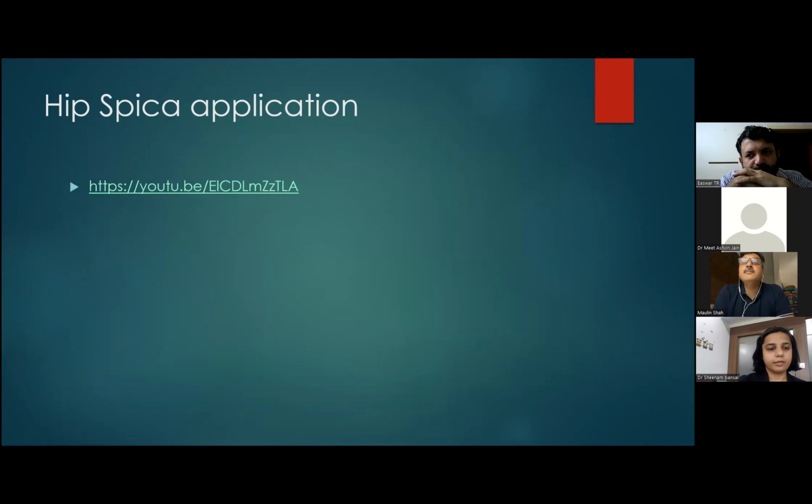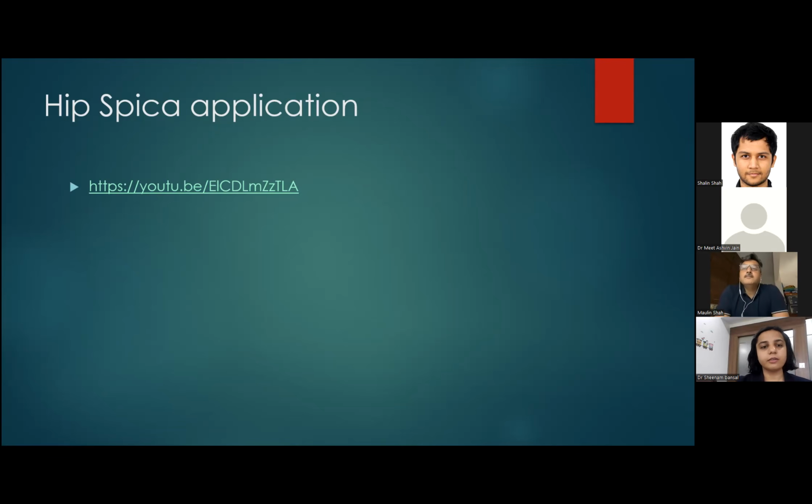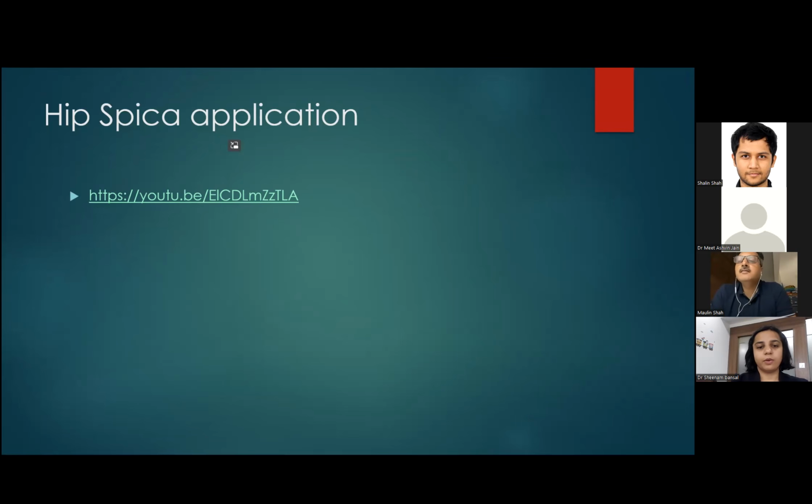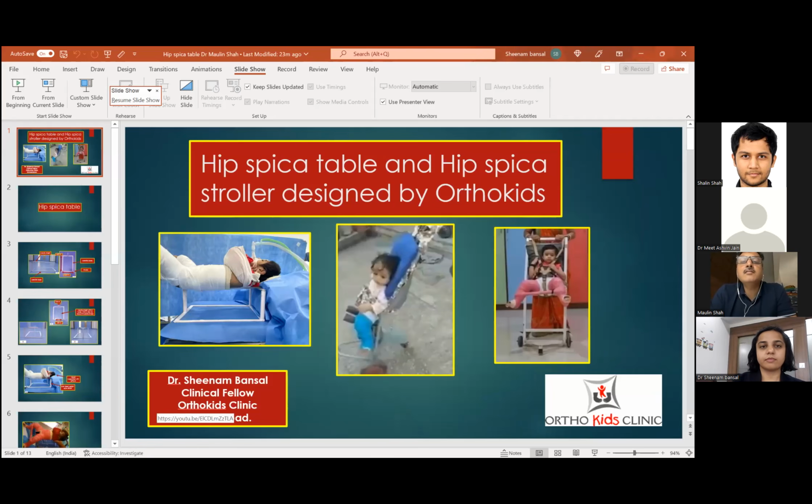Is it playing, Sheena? Yes, sir. Firstly, this is the table shown here. Firstly, the child is... Sheena, it's not being shared. You need to share the YouTube screen itself. Right now, you have just shared the PPT screen. Shinam, you have to stop sharing and then share again, selecting YouTube. Or in the meanwhile, you can finish the stroller part, and then finally show this, so that you can show the stroller design if you wish.